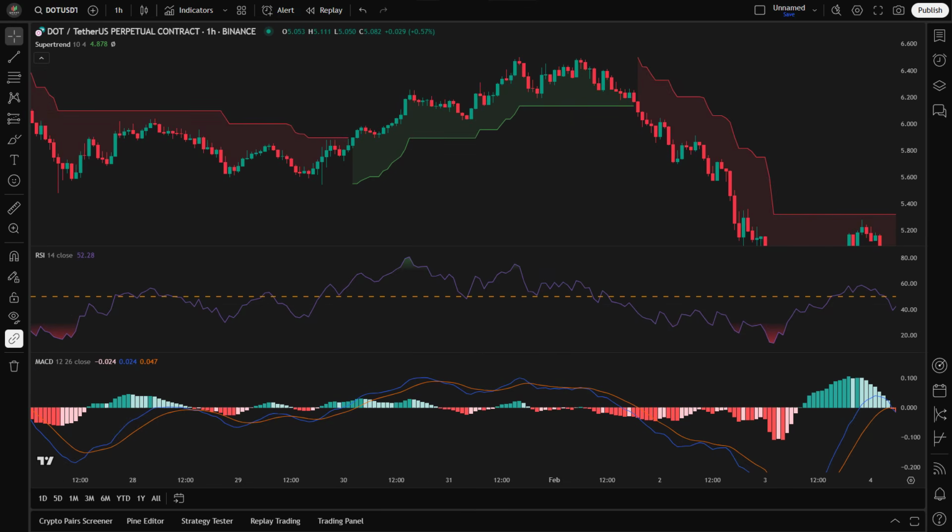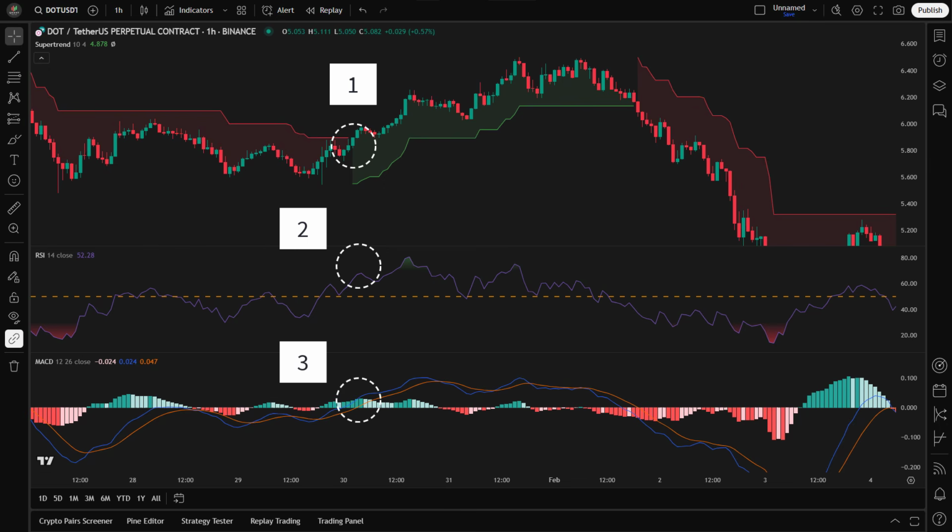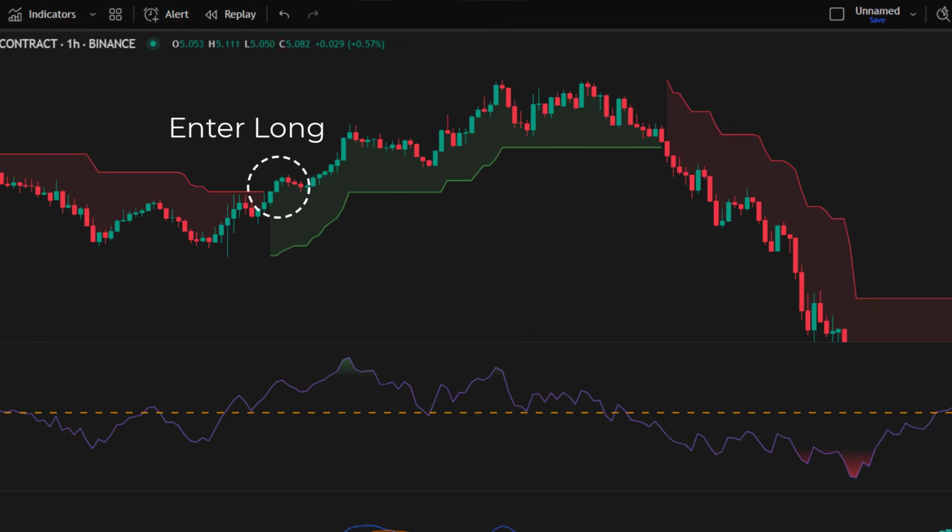Now that we've got our indicators in place, let's talk about how we actually analyze trends and generate trading signals. To enter a long trade, all of the following conditions must be met. 1. The closing price must be above the Supertrend line. This indicates that the market is in an upward trend. 2. The RSI should be above the 50 level, suggesting bullish momentum. 3. The MACD line must be above the MACD signal line, confirming upward momentum. Once all three conditions are satisfied, we enter a long position on the next candle.